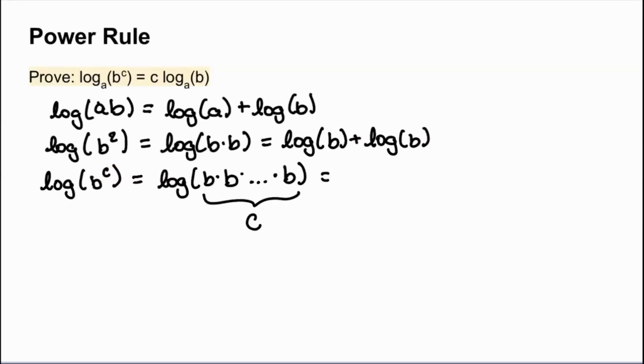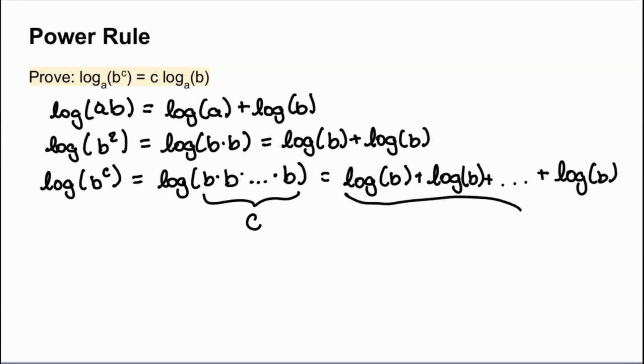So rewriting this using the product rule, this takes on the form of log of b plus log of b plus however many times the c specifies us to. Oh, I apologize, that should have a b there. The c is basically indicating how many of these log of b terms we're going to have. This is also c number of times.